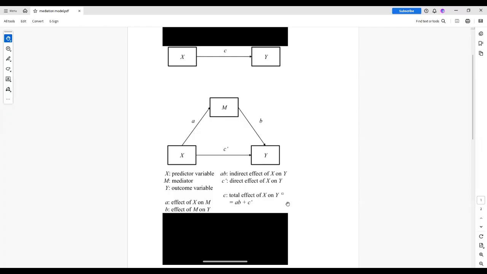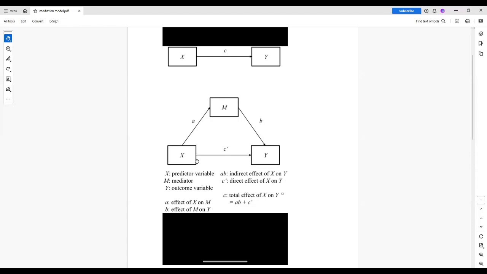So that means that if everything here is significant, like all these direct pathways are significant, and C prime is also significant, and AB is also significant, that means that cognitive avoidance can significantly mediate the relationship between maladaptive schemas and social problem solving. However, maladaptive schema can still directly predict social problem solving.